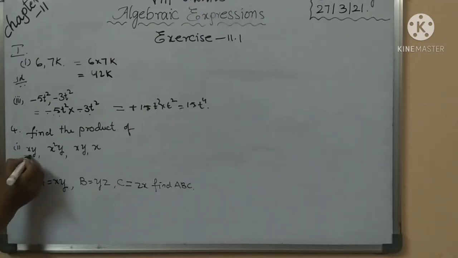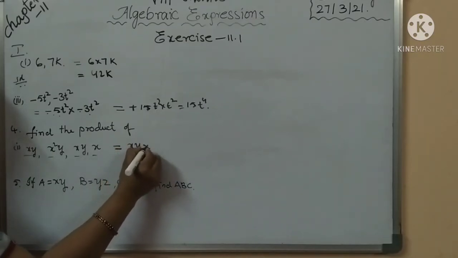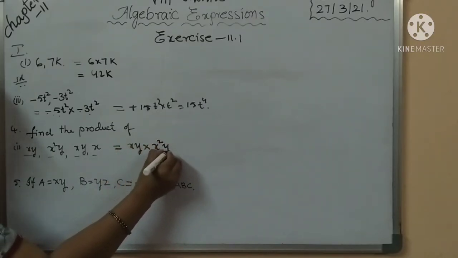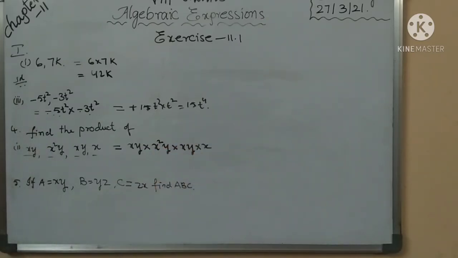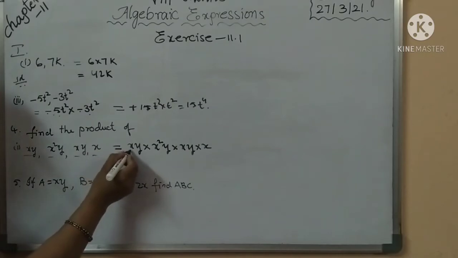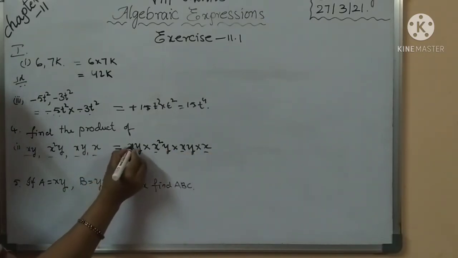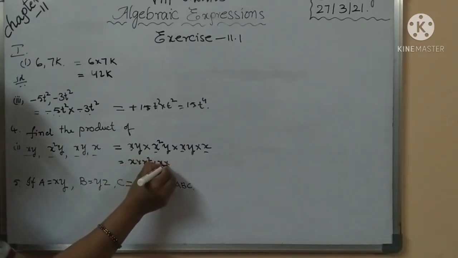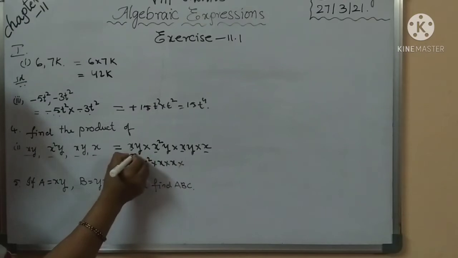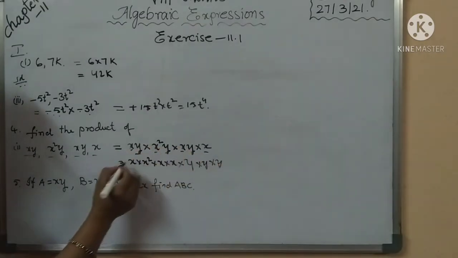Substitute that for the fourth Roman: find the product of the following monomials. Here these are single terms. Product means multiplication. So here it is xy into x square y into xy into x. First multiply: how many x's are there? x, x square, x, x. So x into x square into x into x, and y into y into y. Three y's are there, so multiply that.